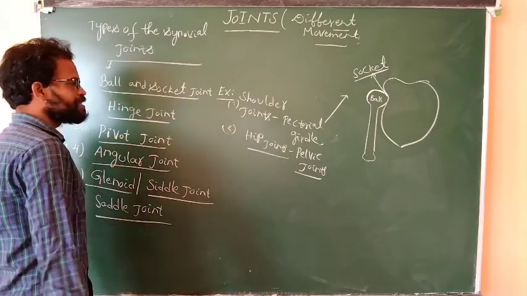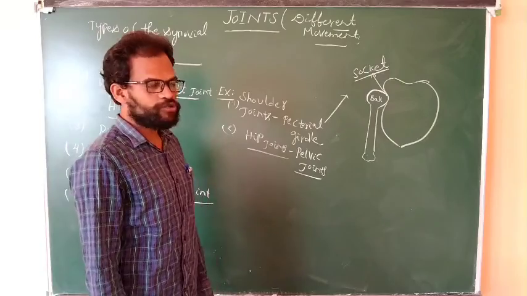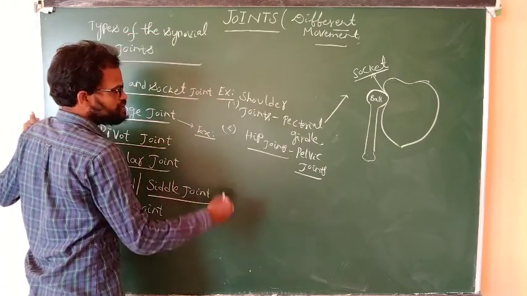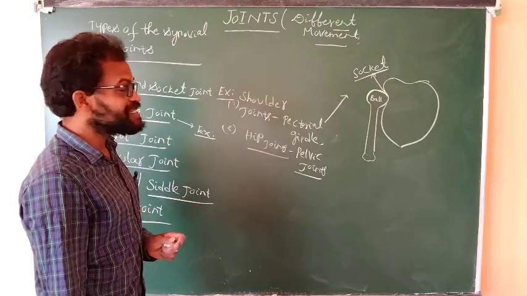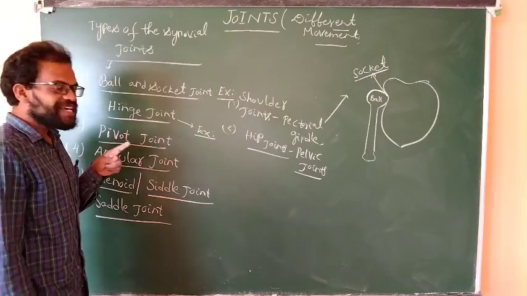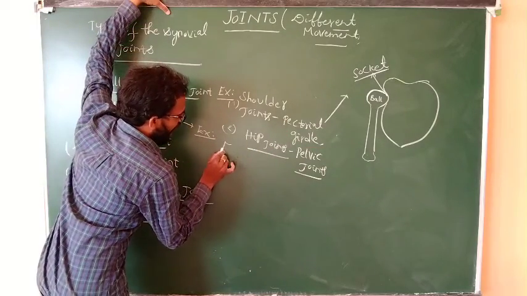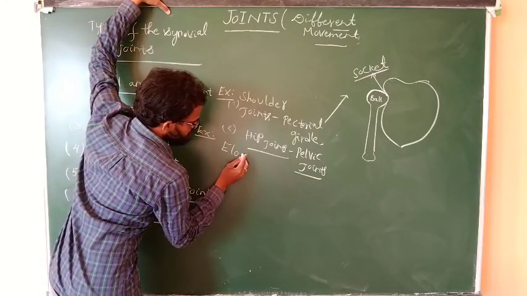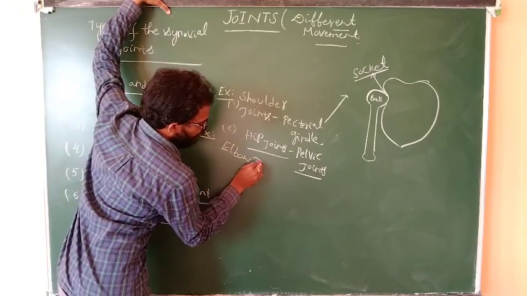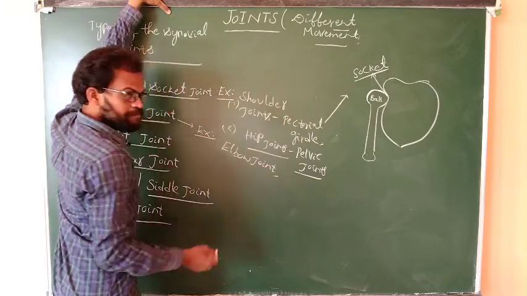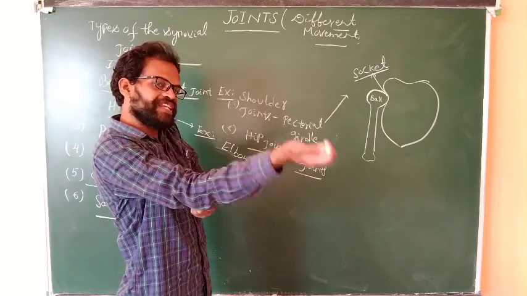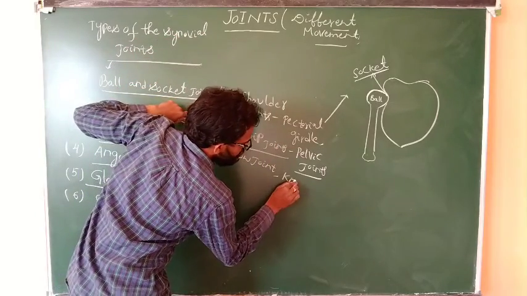Coming to the hinge joint. What is the example for the hinge joint? It is the elbow joint. Elbow joint and knee joint.